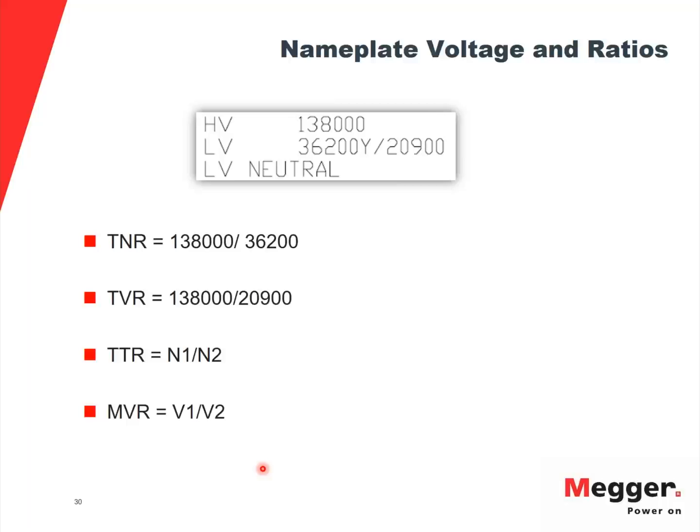So when I'm trying to do a measured voltage ratio, my goal is to compare that with the TVR. I'm going to repeat that again because this is the important part. You perform your measured voltage ratio and you compare that with the TVR, which is transformer voltage ratio.